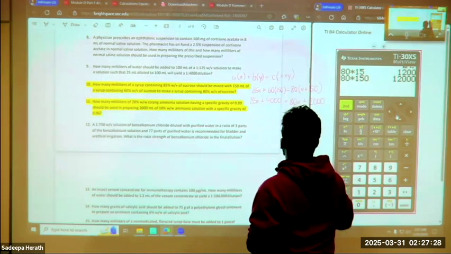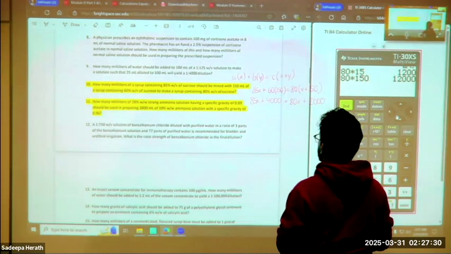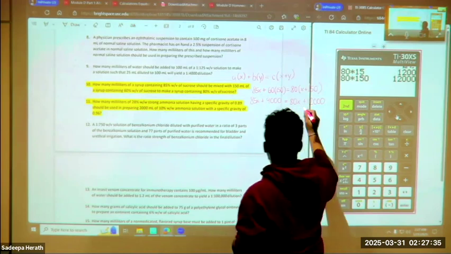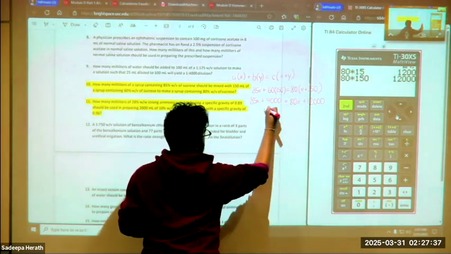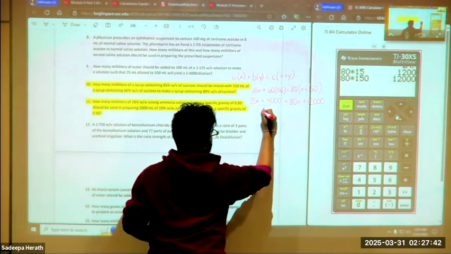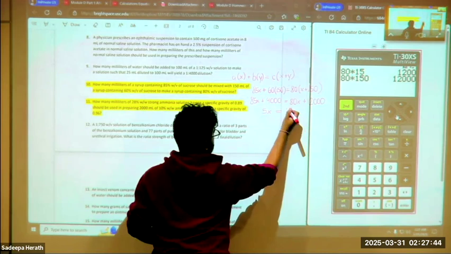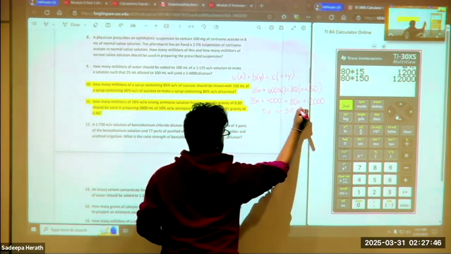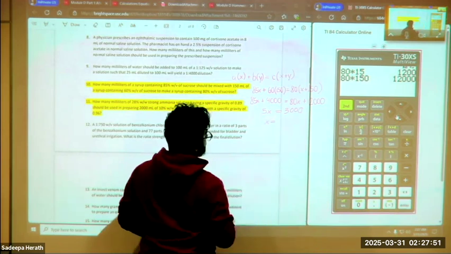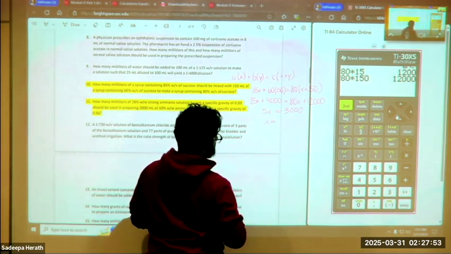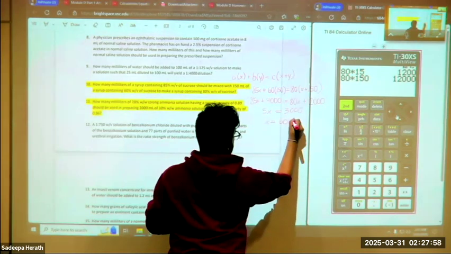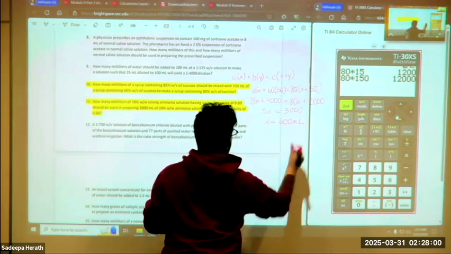So we've expanded. Let's isolate things. Isolating x, 85x minus 80x, 5x equals 3,000. X equals 600. 600 mLs.